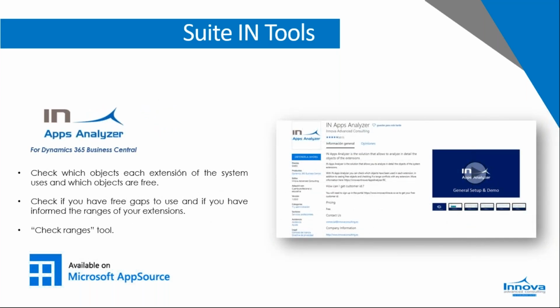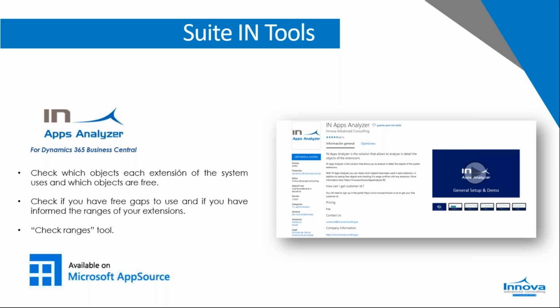Finally, InApps Analyzer is a solution that allows you to analyze in detail the objects of the system extensions, and also it is possible to check which objects are used in each extension and which ones are free. You can also check the free gaps and if you have informed the ranges of your extensions.